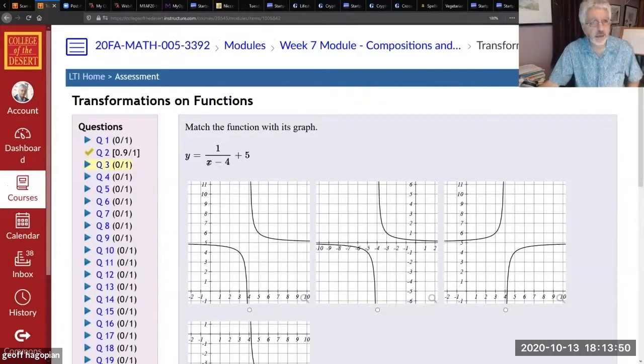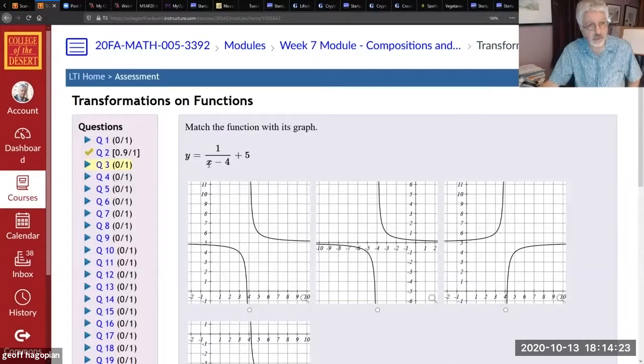So if x is 4, then y is undefined. In fact, as you get near to 4, this thing blows up either to infinity or negative infinity, right? Depending on whether you're on one side of 4 or the other. If you're to the left of 4, then this is a small negative divisor, giving you a negative large magnitude number. And if x is a little bit bigger than 4, then this is the reciprocal of a small positive number, which will be a large positive number.